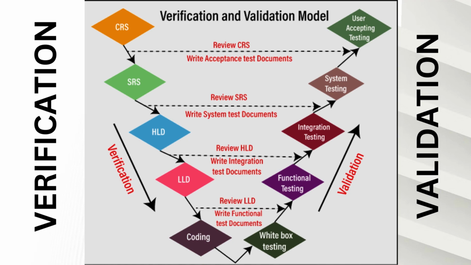To summarize, verification ensures that the software is built correctly according to specifications, and it involves activities like reviews and inspections during static testing. On the other hand, validation focuses on confirming that the software product is right for the customer, and it occurs through dynamic testing after the product has been prepared.